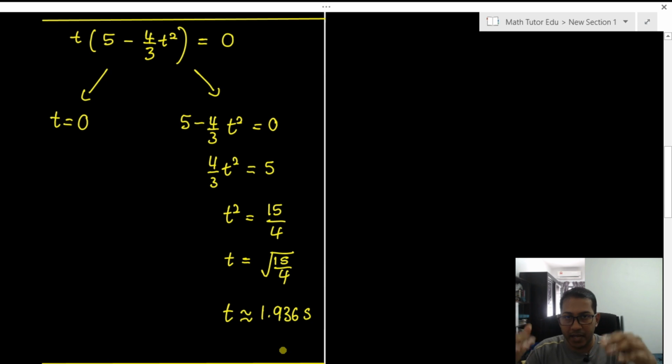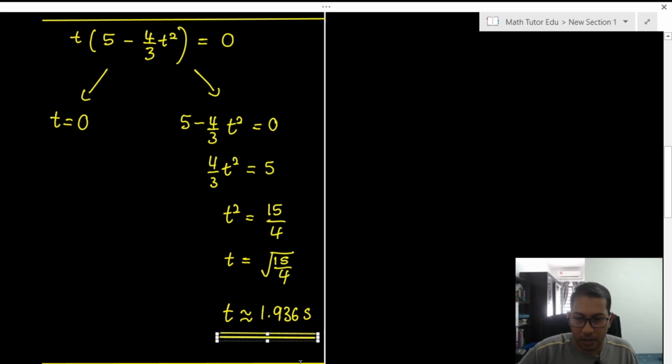When your particles meet, that is where they meet at time t equals 1.936 seconds, where the displacement of particle A is equal to the displacement of particle B. Okay, so let me underline the solution. So this will be your answer. Not t equals 0, guys, but t equals 1.936 seconds. Okay, we have done our discussion for question B part 1.